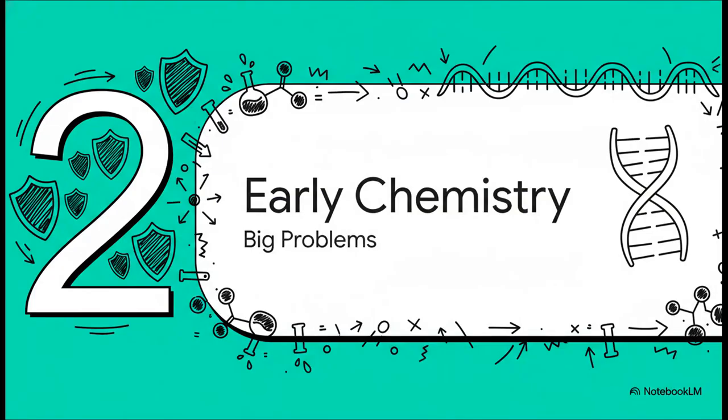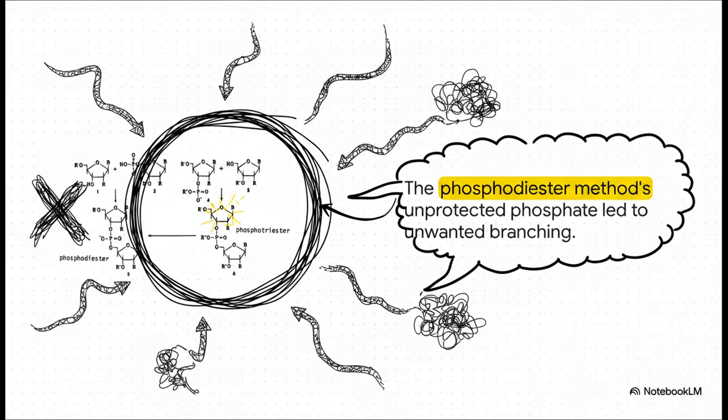Okay, so with this idea of protecting groups in hand, the first real attempts got started. But you know how it is with brand new technology. The first drafts were full of typos. This was one of the first big tries, the phosphodiester method. And just look at it.